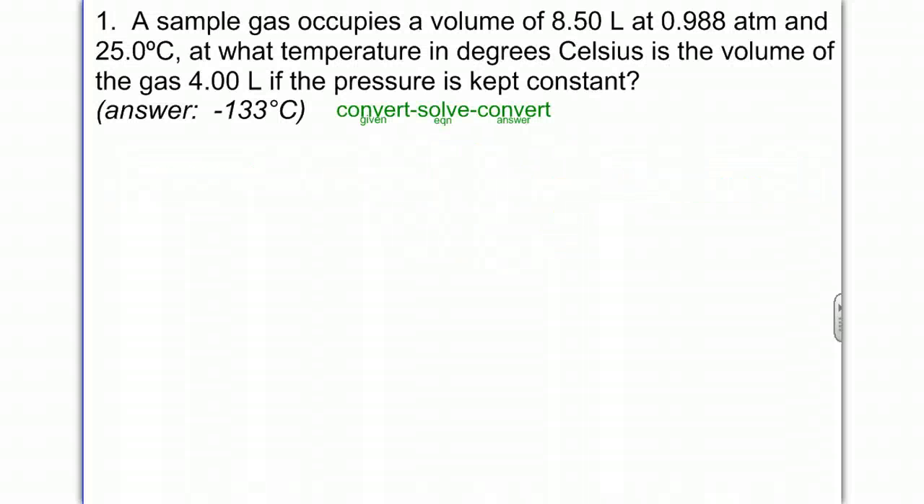And we're going to highlight our givens. A sample of gas occupies a volume of 8.50 liters, 0.988 atmospheres, and 25 degrees Celsius. What is the temperature in degrees Celsius if your new volume is 4.00 liters and the pressure is constant?